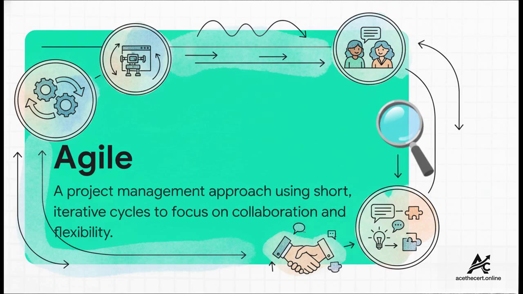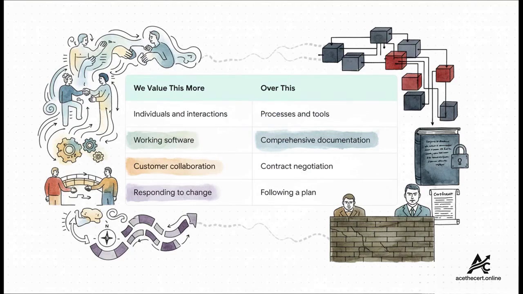Now this slide gets right to the heart of the Agile mindset. Back in 2001, a group of software developers created what's called the Agile Manifesto, and it's all based on these 4 core values. Now it's not saying that things on the right have no value, they do, but it's saying that the things on the left are more valuable.